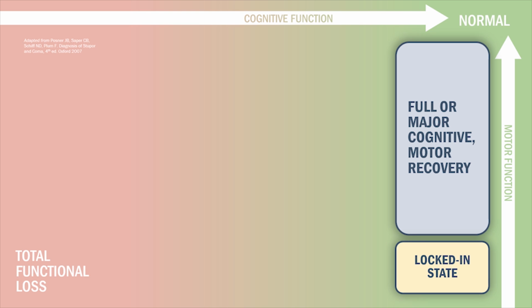Locked-in state belongs in this first column. This is a state of preserved cognition, but severely limited motor function. Locked-in patients aren't comatose, and they can still move their eyes. Look for vertical eye movements and blinks. That's how you can communicate.